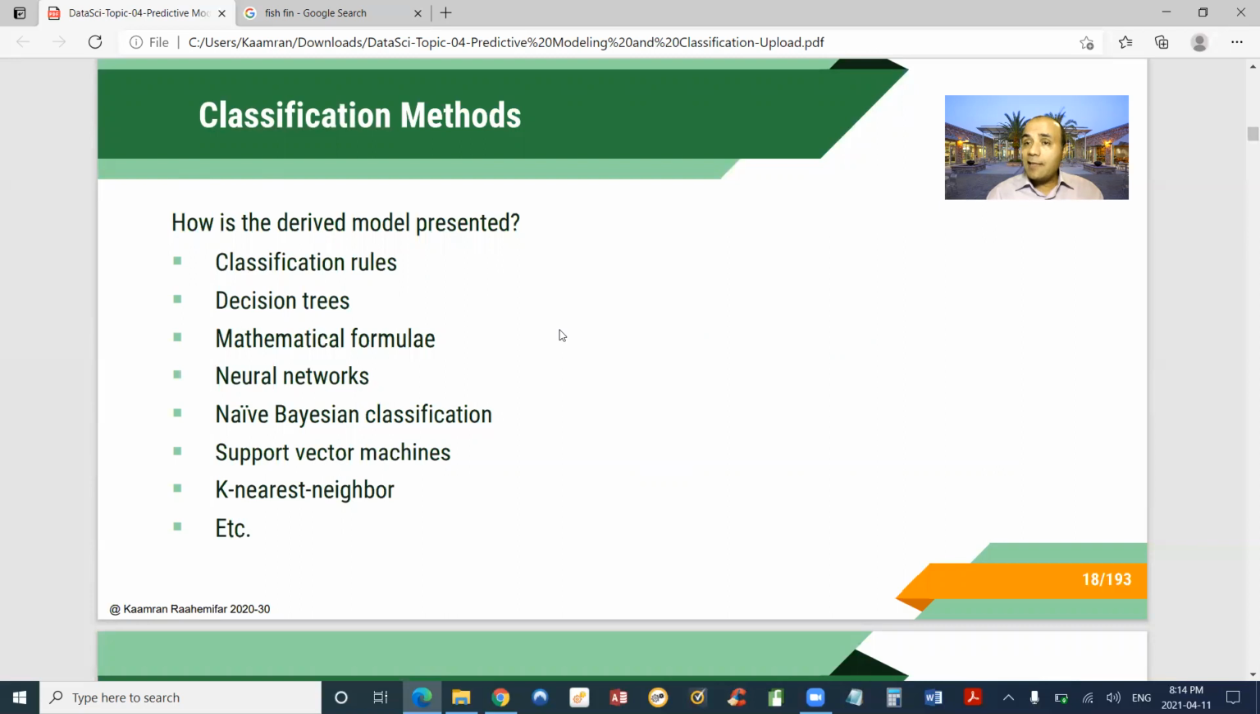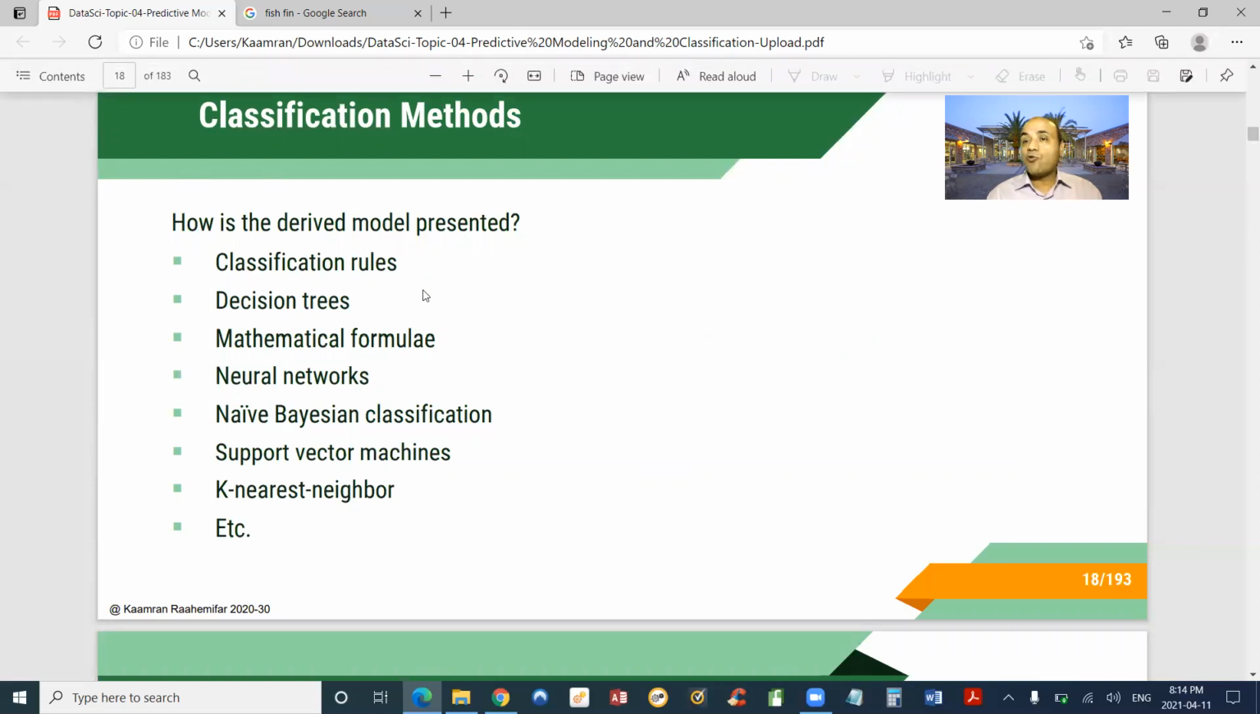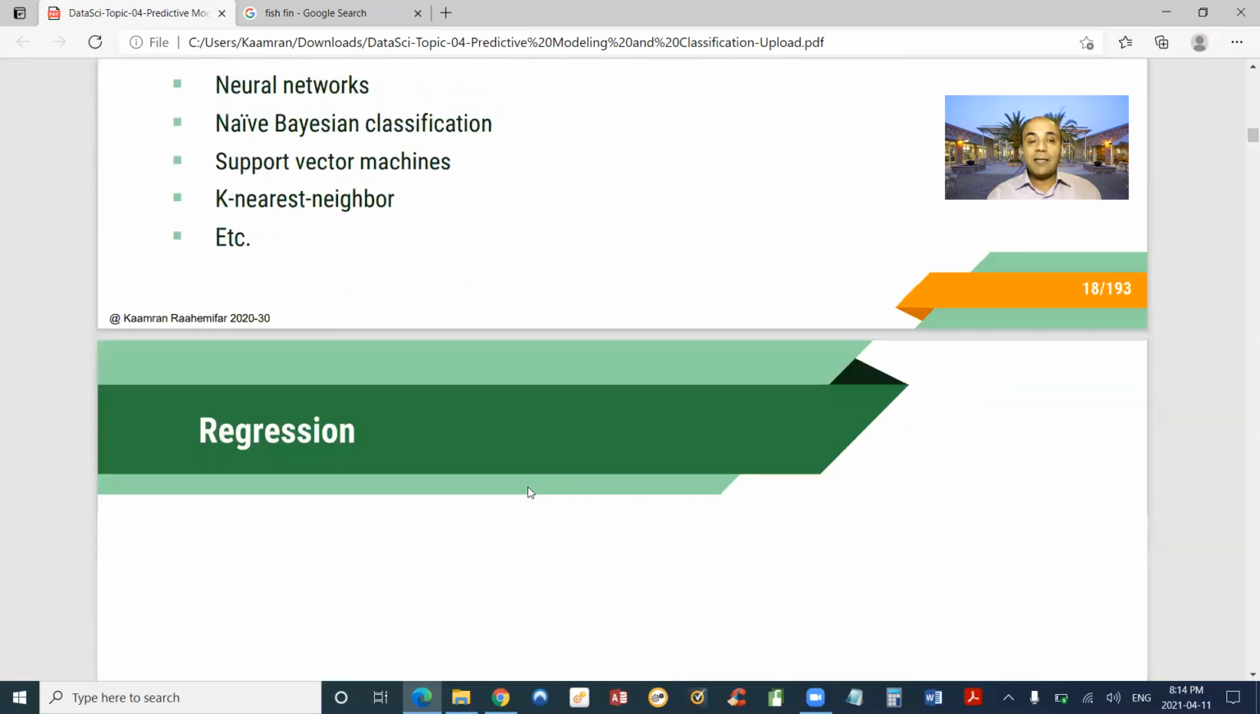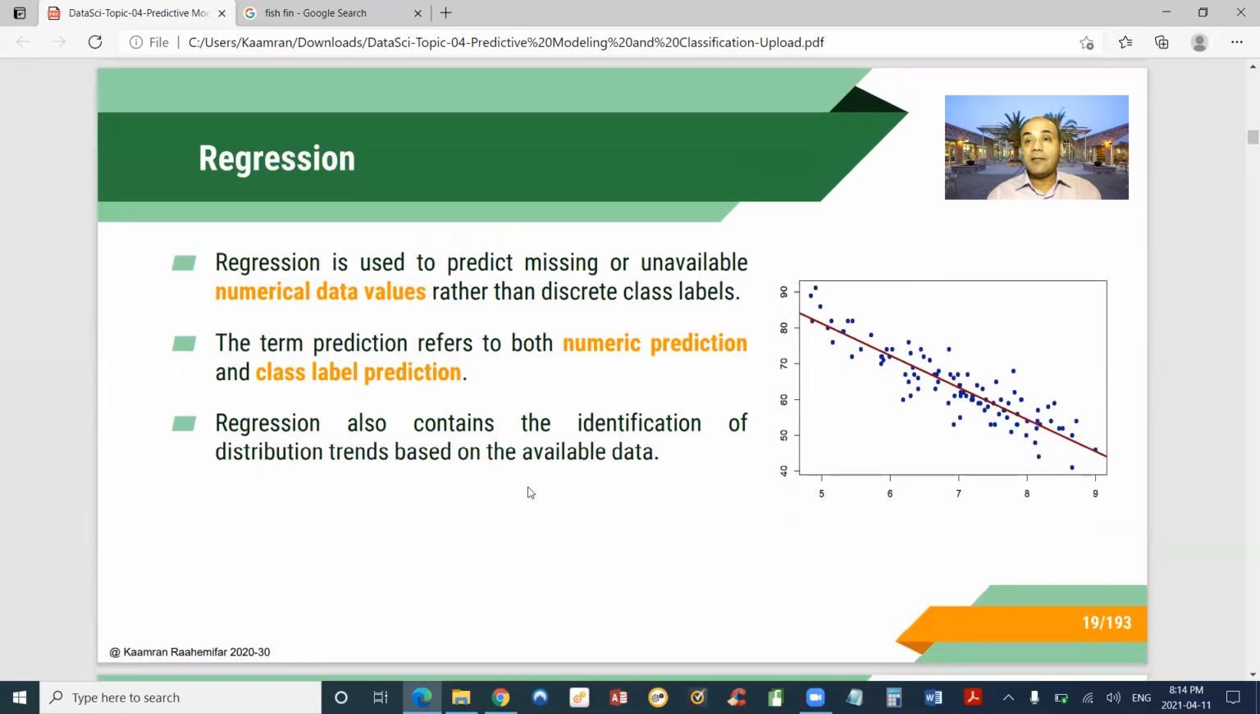There are different techniques. We are going to touch on some of them in this lecture series. We have classification rules, decision tree, neural network, Bayesian and naive Bayesian classification. Very briefly, one slide or two on SVM, and then the KNN we have spoken of in the past. So I want to go through them in the near term.